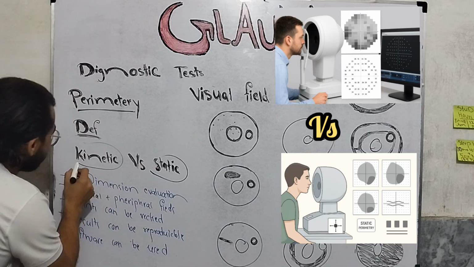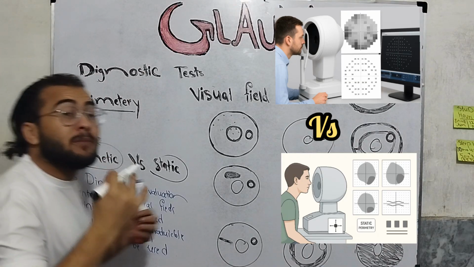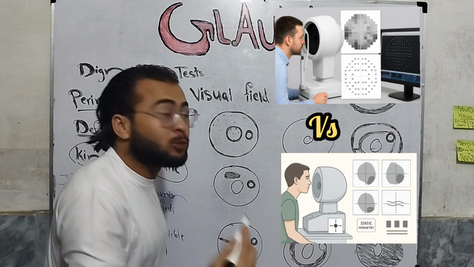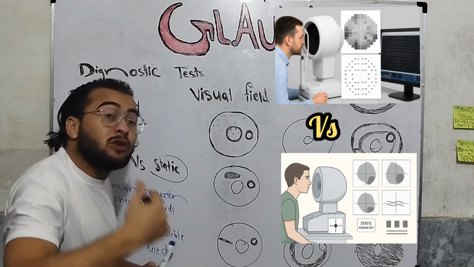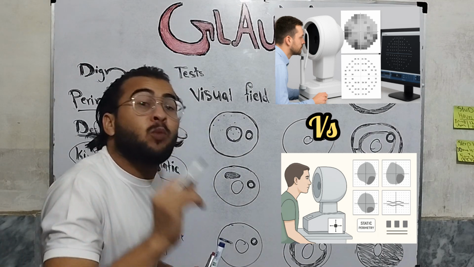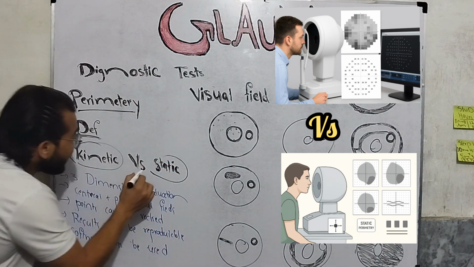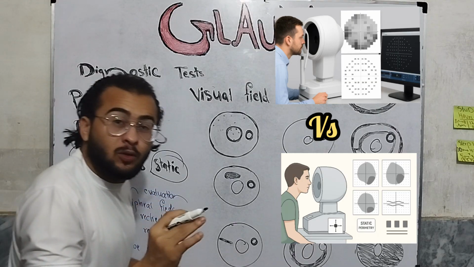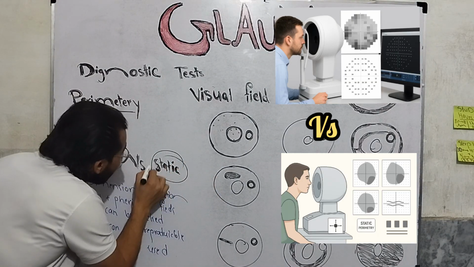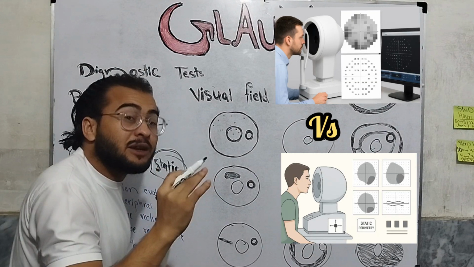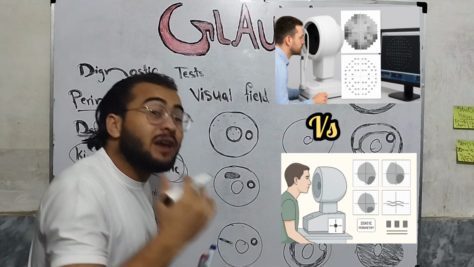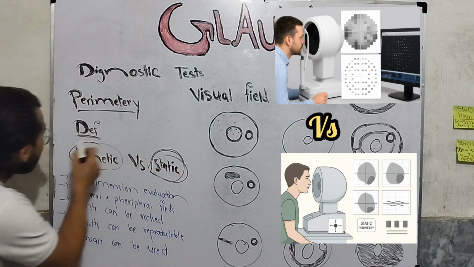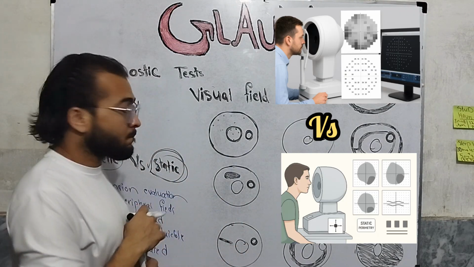Kinetic perimetry is a manual process, a manual procedure in which we check the visual field points manually. But static perimetry uses a machine. So that's why static perimetry is an automated procedure, which has many advantages over the kinetic process.